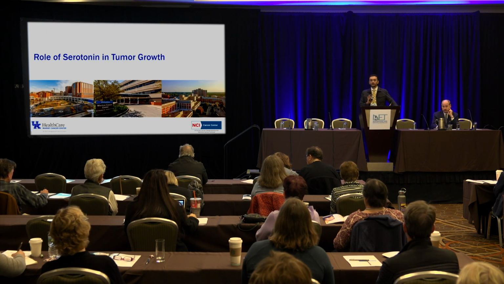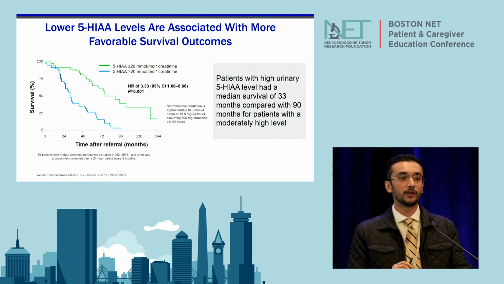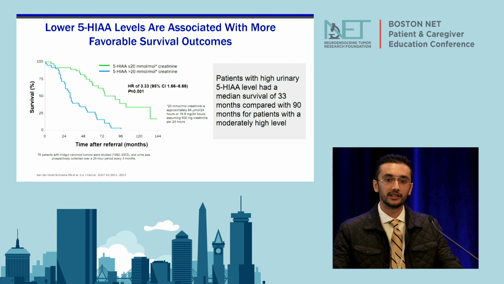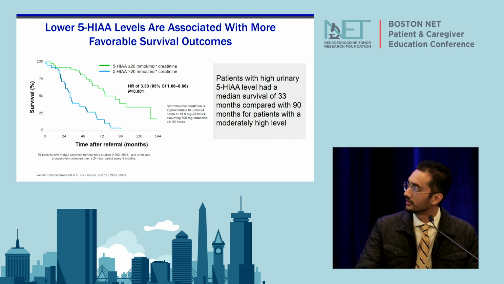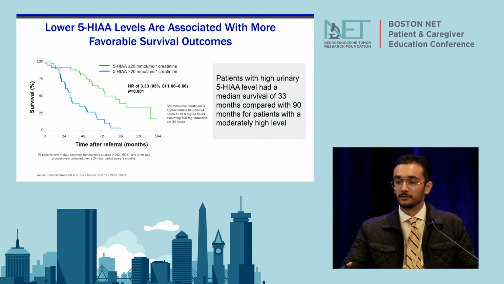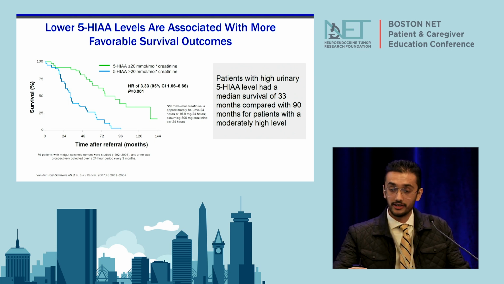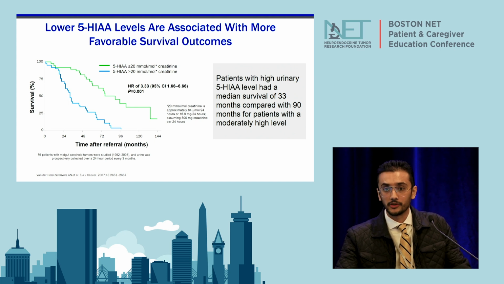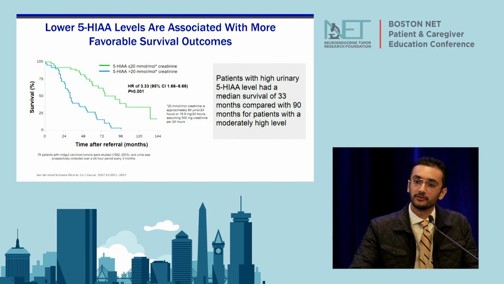So we talked about the role of serotonin in producing these hormones: carcinoid diarrhea, heart disease, mesenteric fibrosis. But I also touched on earlier, it affects the tumor growth. And that is also very relevant. We know from our studies, patients who have elevated serotonin, unfortunately, also have more aggressive disease. This graph here shows the high urinary 5-HIAA. In patients with high urinary 5-HIAA, median survival was about 33 months as compared to the ones which were relatively lower. This is a significant difference.